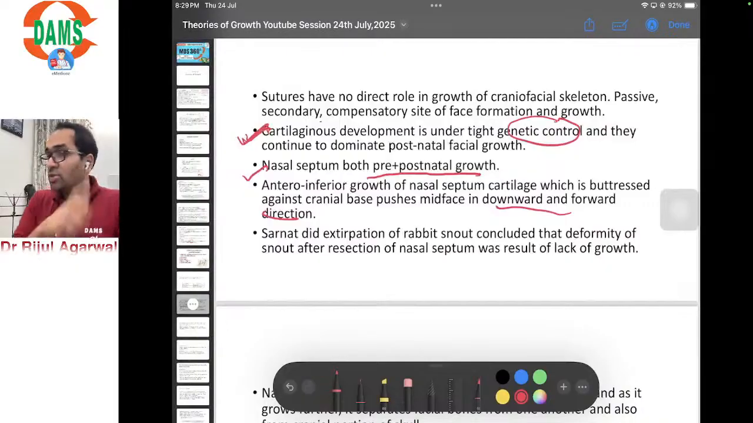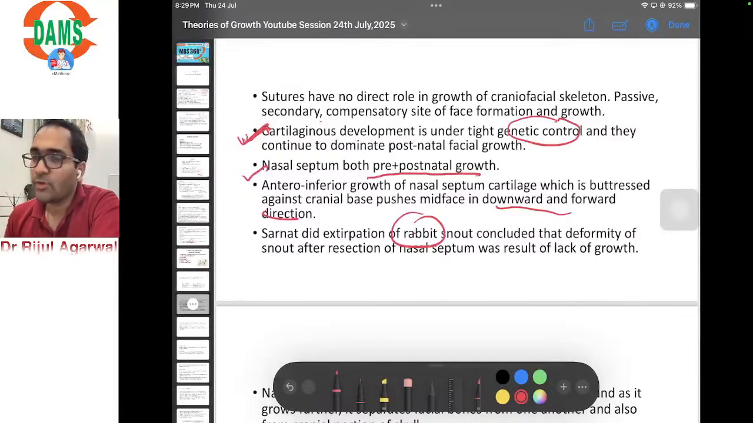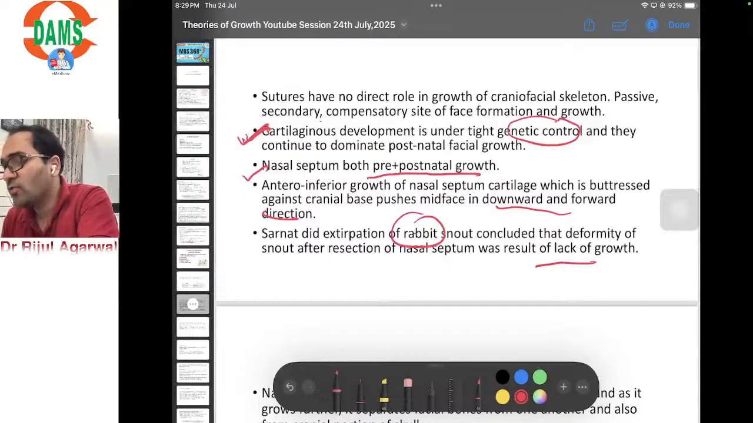Okay, so how was this theory proved? Experiments were done on the rabbit snout. What was done? The rabbit snout was extirpated or cut, and after resection it was observed that there was lack of growth of the midface region after removal of the nasal septal cartilage.